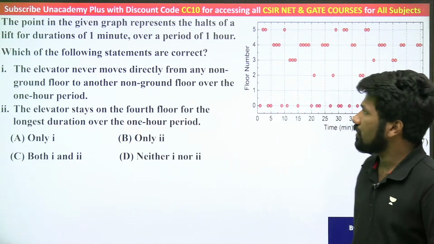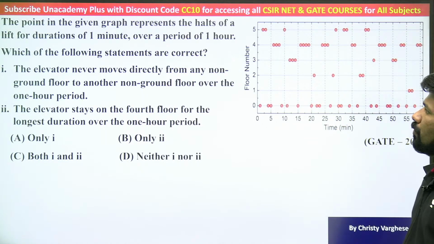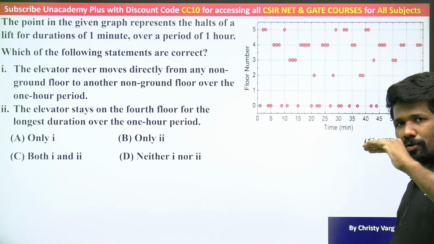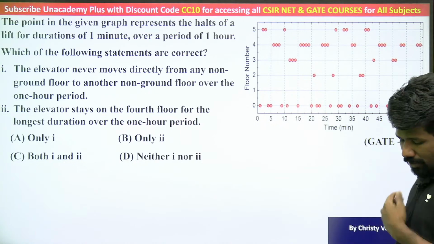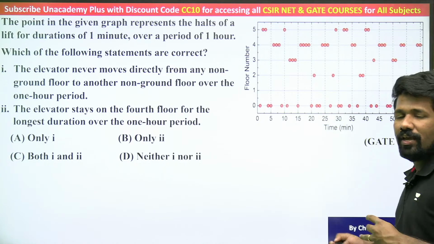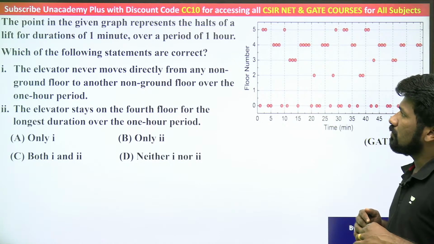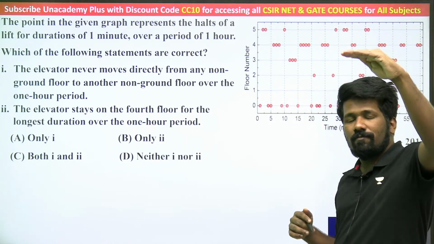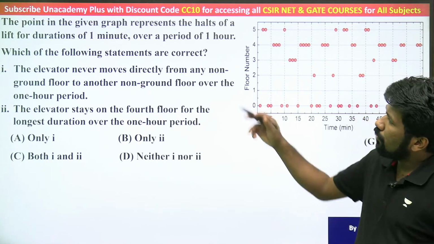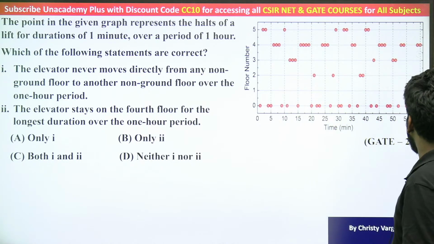It's a very interesting question. The points in the given graph represent the halt of the lift for a duration of 1 minute. Halt means for that much time it is stopping, that much time it is not moving. Think about a supermarket or shopping mall, or if you are living in a flat, think about your apartment lift. It stops at the second floor or third floor or first floor or ground floor and then goes to the next floor. So for a duration of 1 minute it stops. That is what is represented by this dotted line.